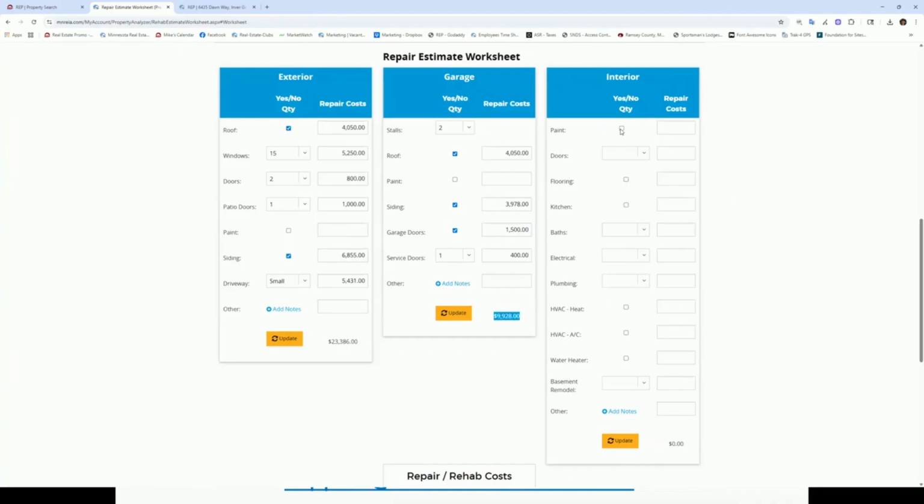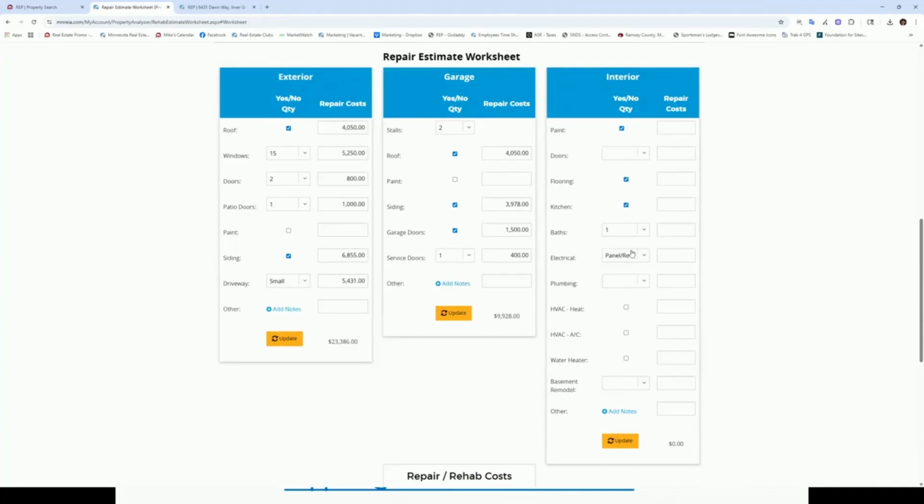And then we go to the interior. So paint, maybe if I had to replace all the interior doors, flooring, I want to gut and replace the kitchen. So for the kitchen, I just hit a checkbox and it'll do our calculation for us. The bath, do I want to gut and replace the bathroom? So maybe I gut one of those.